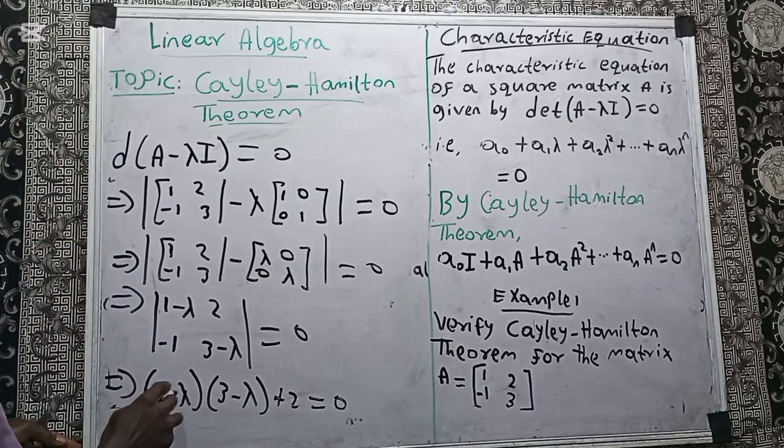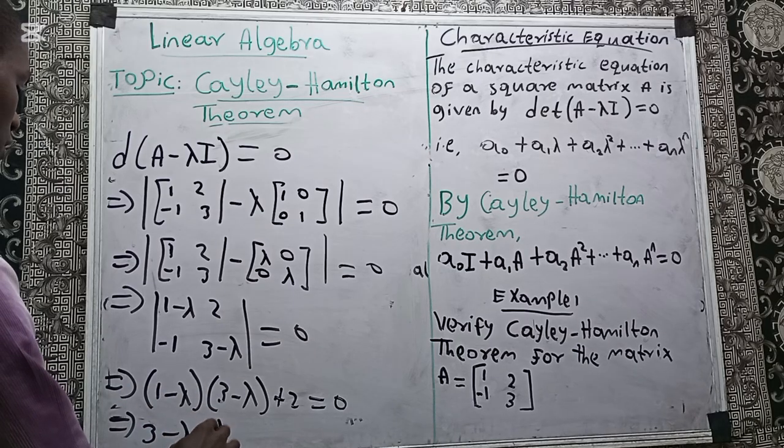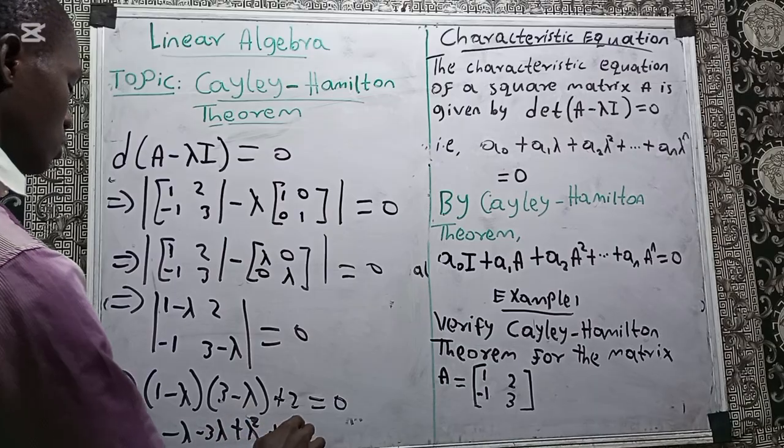So quickly you can open the brackets. 1 multiplied by 3, 3. 1 multiplied by negative lambda, negative lambda. Negative lambda multiplied by 3, negative 3 lambda. Negative lambda multiplied by negative lambda, positive lambda squared. Then plus 2 equal to 0.